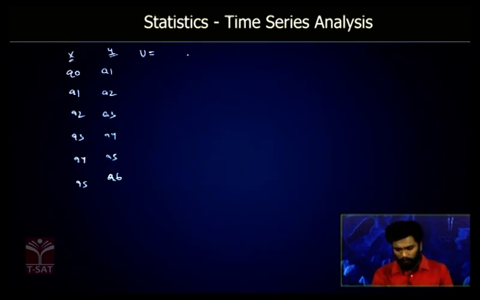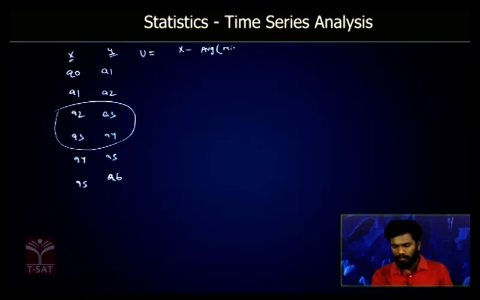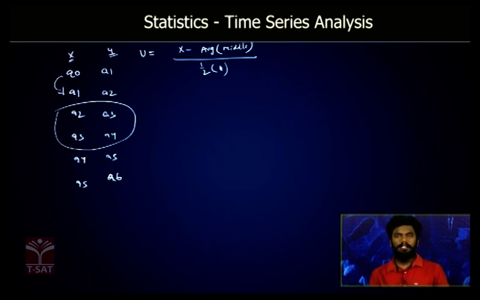Here u is equal to x minus the average of the middle two numbers, that is 92 and 93, the average of the middle numbers, divided by half into the length of the class, that is 1 year here. In this case it is 1 year, 1990 to 1991, 91 to 92. The length of the class interval is only 1 year, so it is half into 1. Like this we will change the x value to u value.